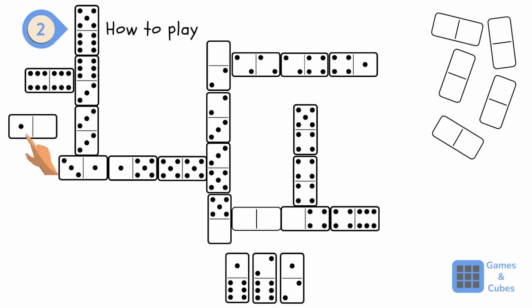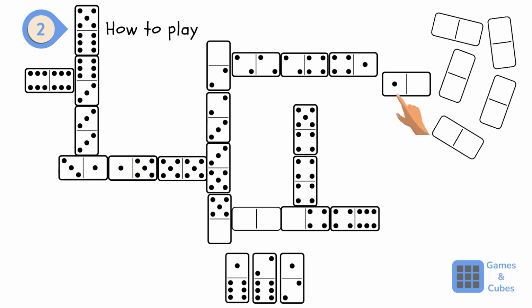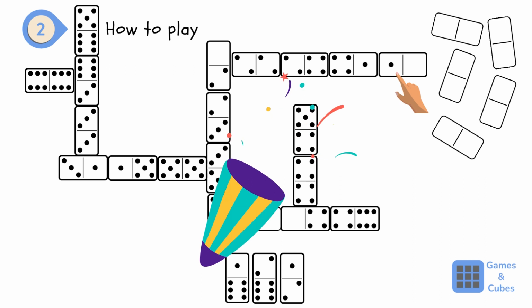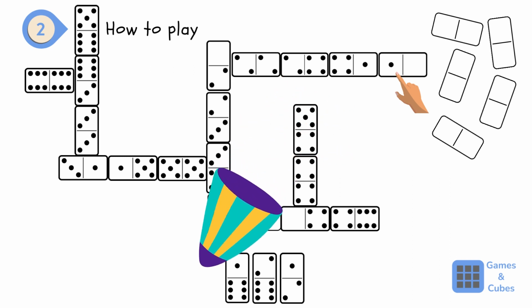Okay, let's move on to the end of the game. As you can see, player 2 only has 1 stone left. The round ends when one player has played all of his or her stones. If you win the round, you are the one starting the next round.